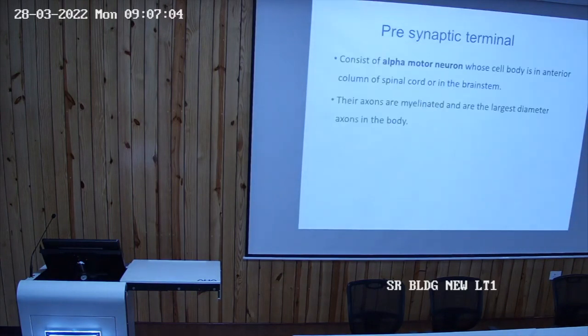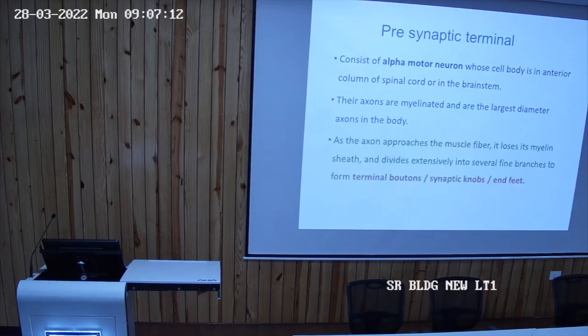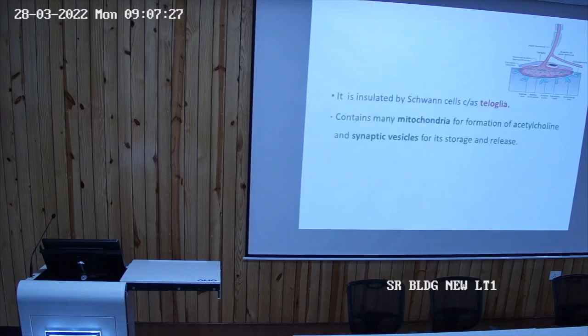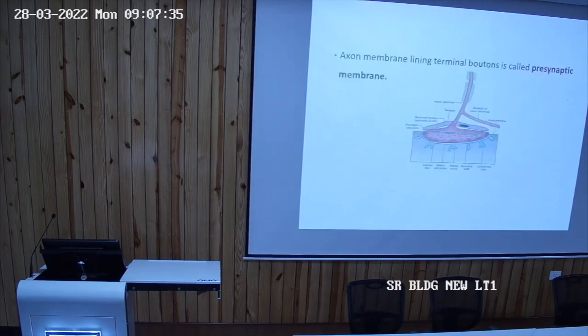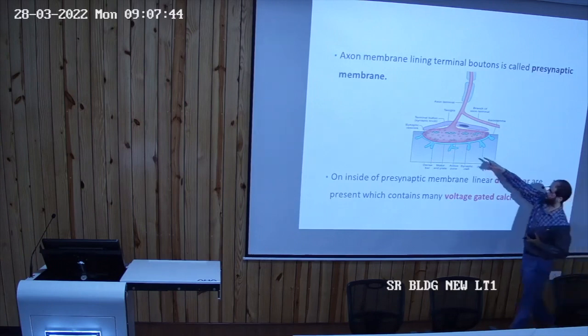Pre-synaptic terminal कौन बनाता है? The pre-synaptic terminal is formed by the axon terminal of the alpha motor neuron, है ना? And their axons, उसके जो cell body कहाँ पे होते हैं? जो alpha motor neuron के होंगे वो कहाँ पे होंगे? Spinal cord में होंगे. That is in the anterior horn cell. To discuss all these things, these are supported by a Schwann cell, that is the teloglia, glial cells. We have discussed all these things.